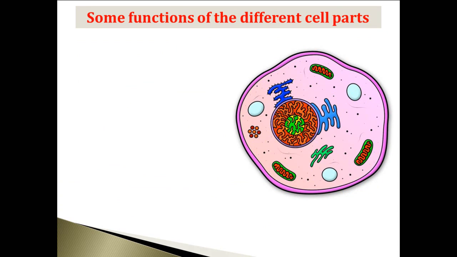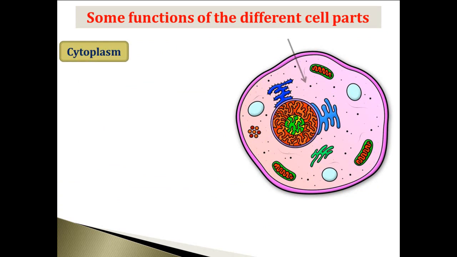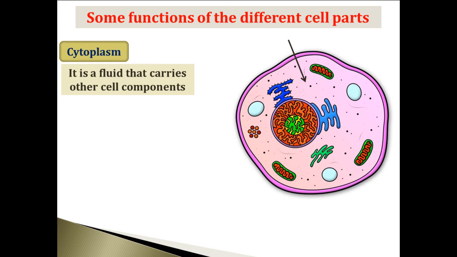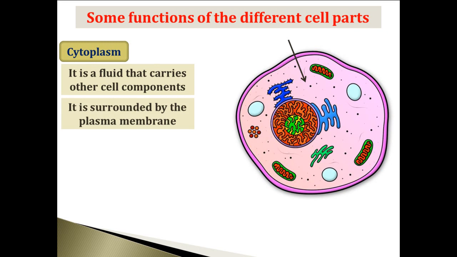The next one is the cytoplasm. The cytoplasm is a watery fluid or a jelly-like substance that is made up mainly of water. The cytoplasm carries the other components of the cell, like nucleus and vacuoles. It's also surrounded directly by the plasma membrane.